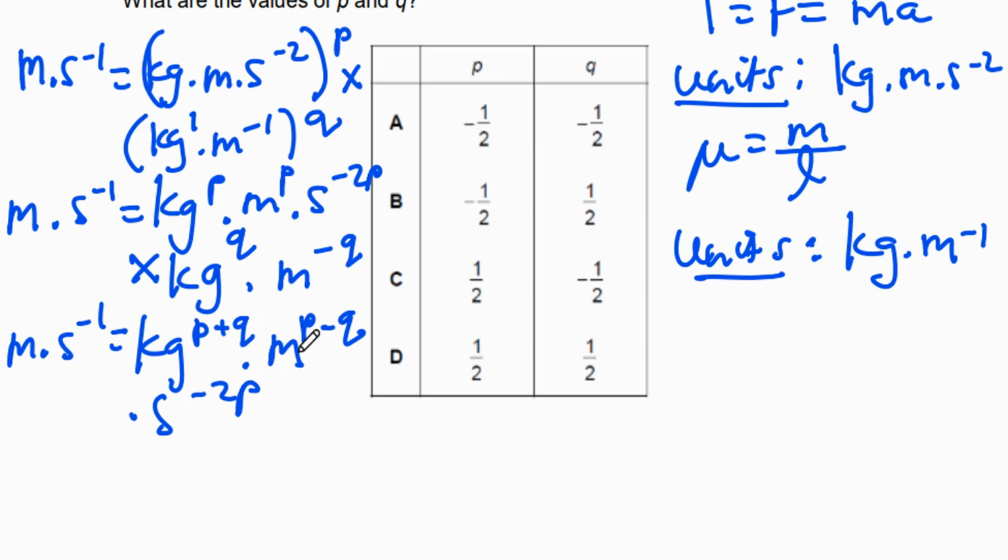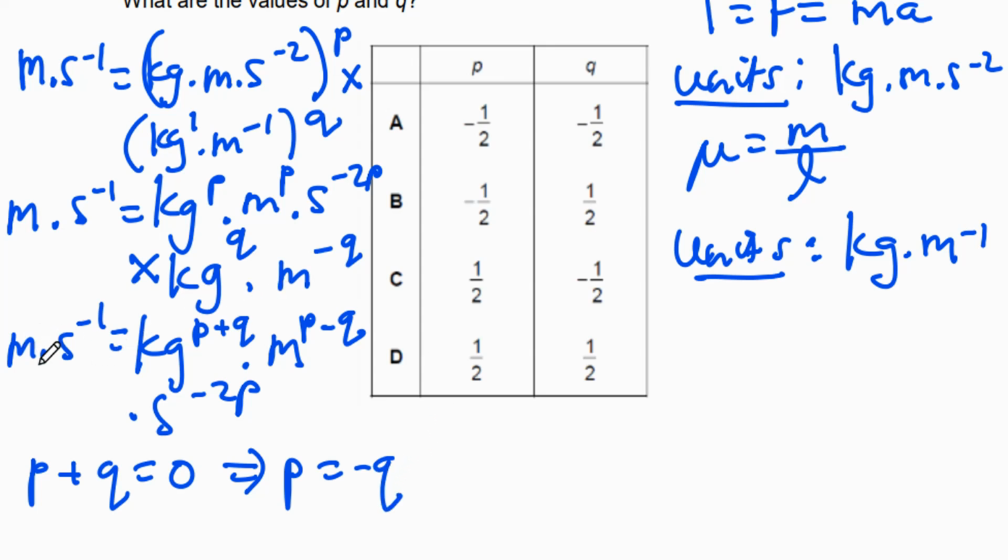Now, in this equation, the powers on the left must equal the powers on the right. There's no kg on the left. So we know that the power of the kg must be 0. So p plus q must be 0. And that means that p is equal to negative q.